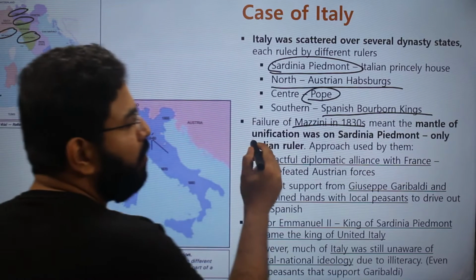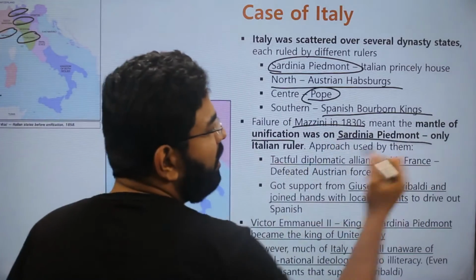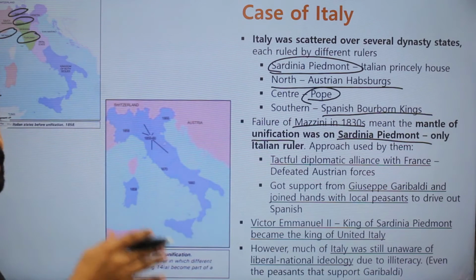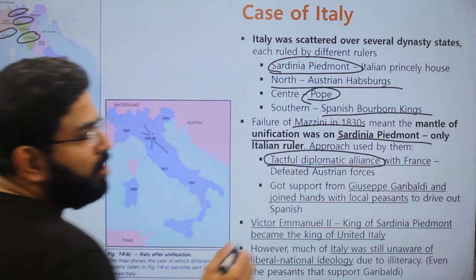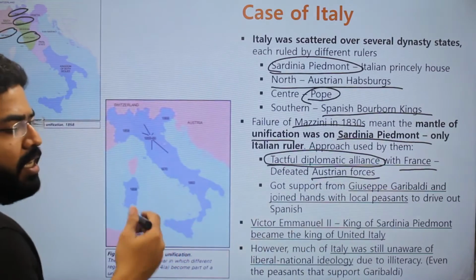And the idea of unification that was given by Mazzini was used by Sardinia Piedmont, and they used an approach of diplomatic alliance. So a diplomatic alliance with France was used. They defeated the Austrian forces.